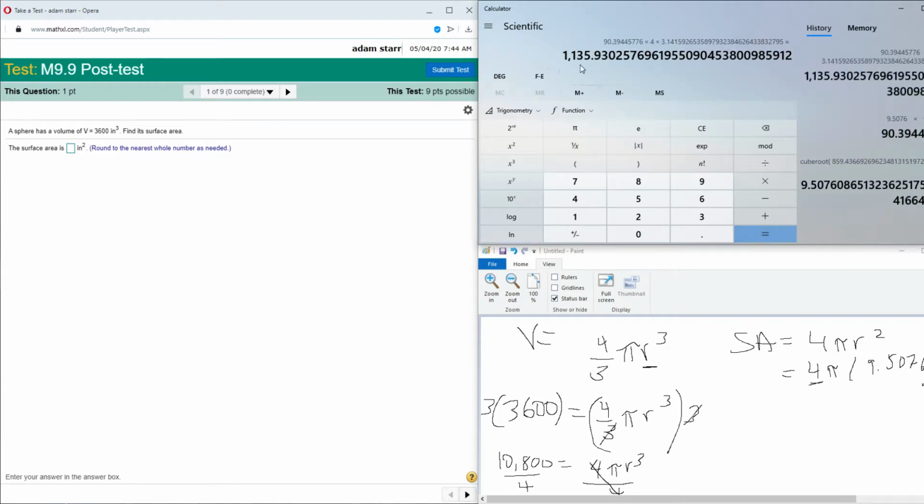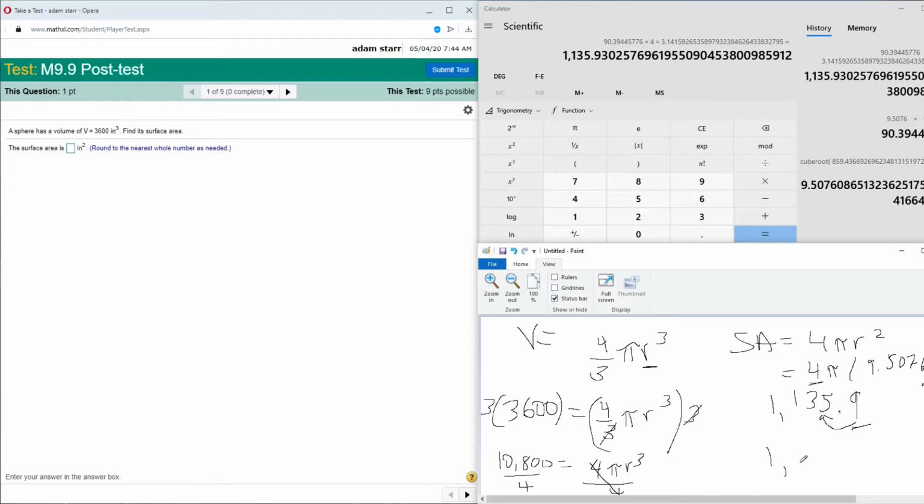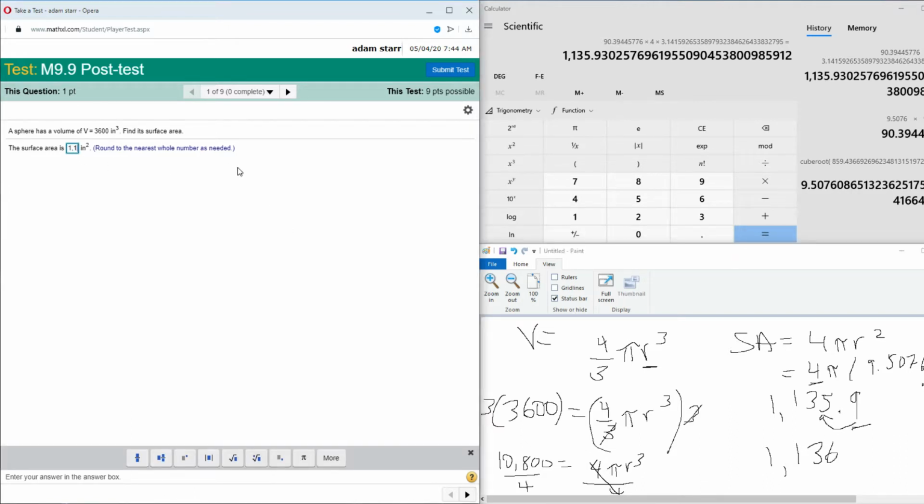And then we have the surface area, and it says round to the nearest whole number. So I have 1135.9, but rounded to the nearest whole number, this 0.9 is going to raise that by 1, so 1136, and that's inches squared, and that will be the surface area.